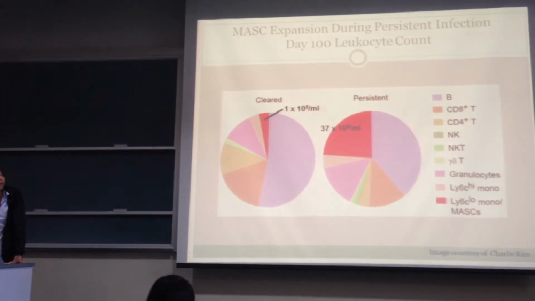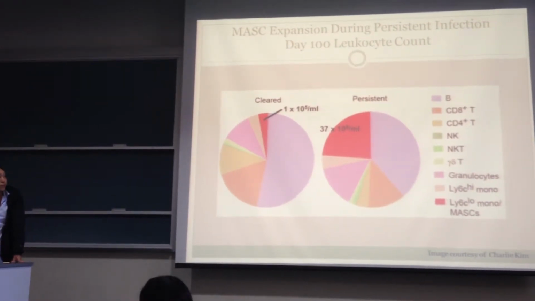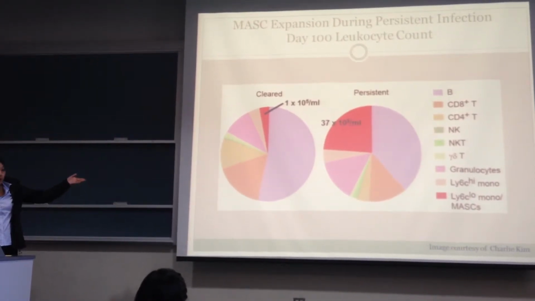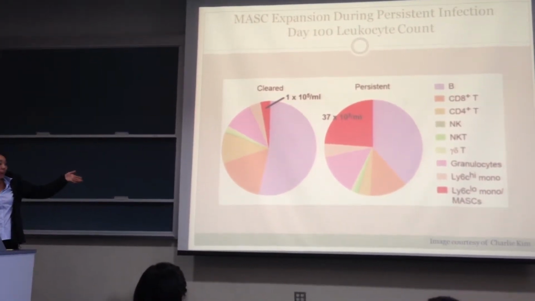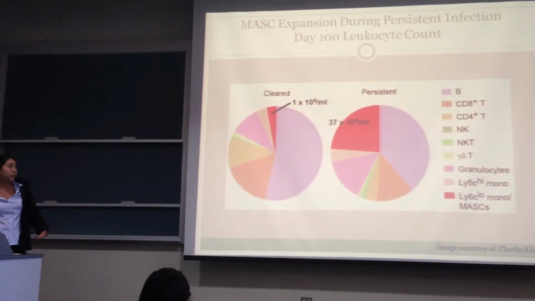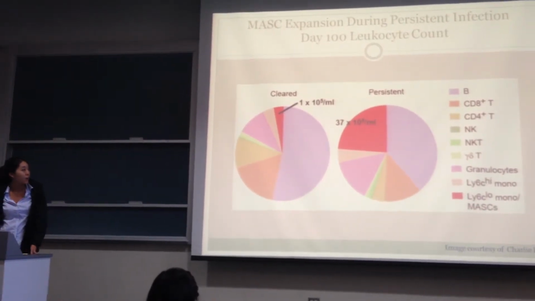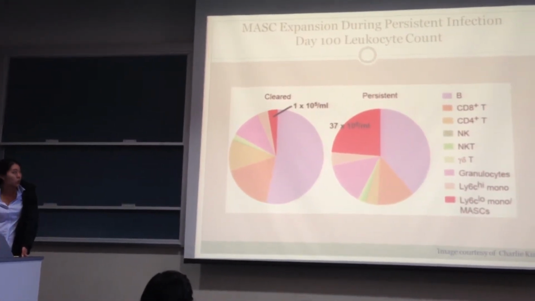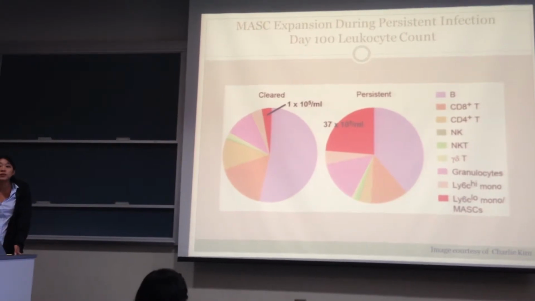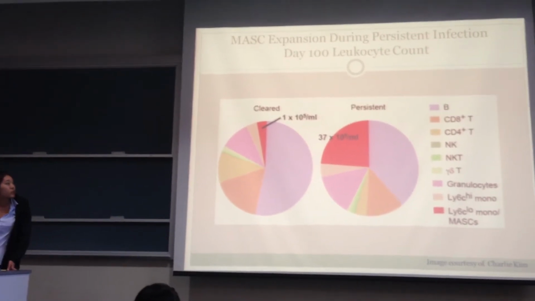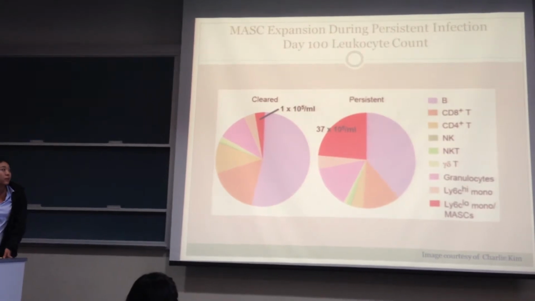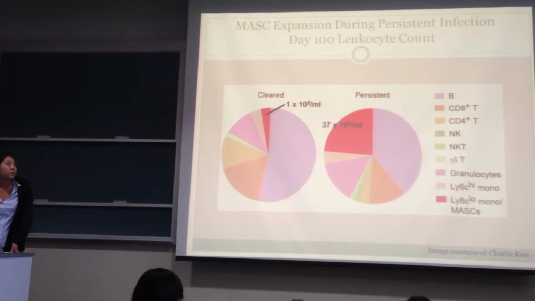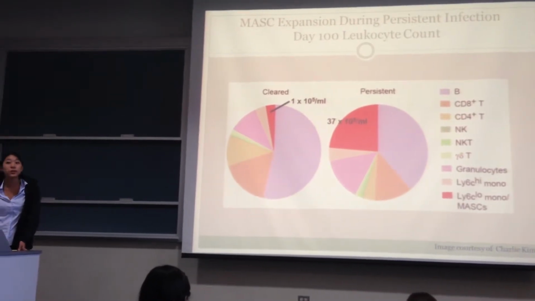This is a snapshot of the leukocyte count on day 100 of two different types of mice. On the right side here, you see the cleared mouse. So the mice were infected, but they cleared the infection. And as you can see by the red sliver, the MASCs only make up a small proportion of the total leukocyte count. Now on the left, you see the persistently infected mice, where the MASCs make up a significantly larger proportion of the leukocyte count. So it's interesting because it's expanded in comparison to the cleared mice.